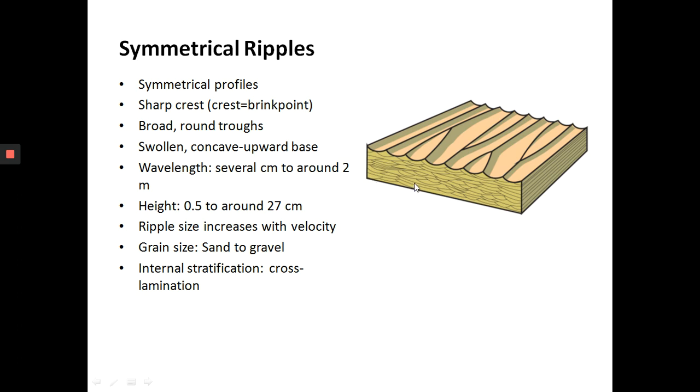And if you make a cross section, you get internal stratification in the form of cross lamination, just like asymmetrical ripples developed in a unidirectional current flow.